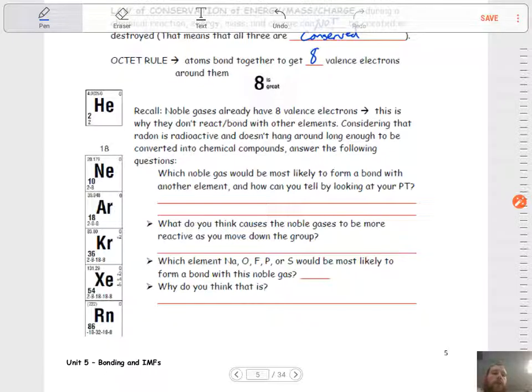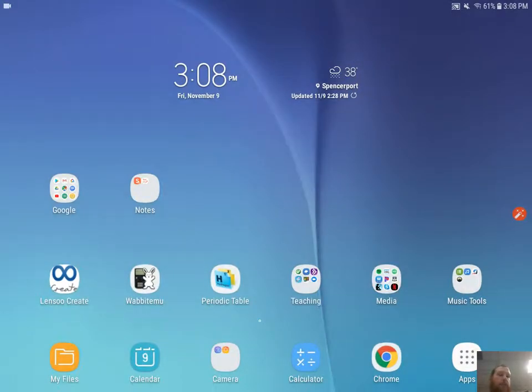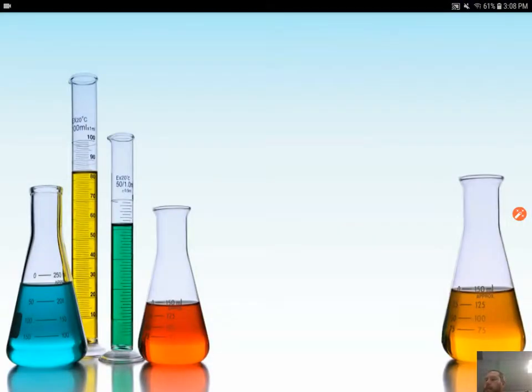So, hopefully you've already answered those. Which noble gas would most likely form a bond? Look at your periodic table. If you look at your periodic table, I'm going to pull mine up. It's not going to be the Regents one, but it's all good. You guys have that.